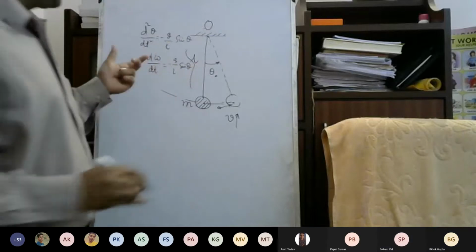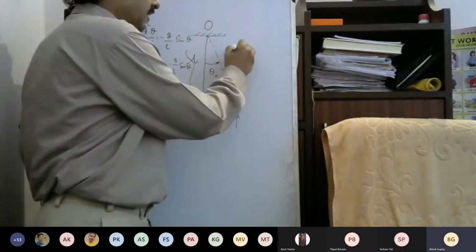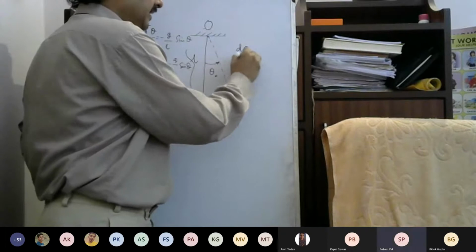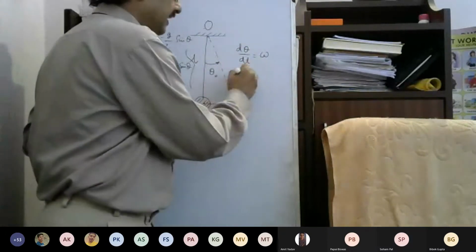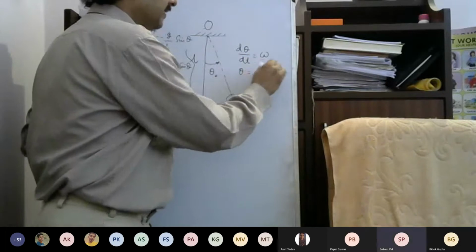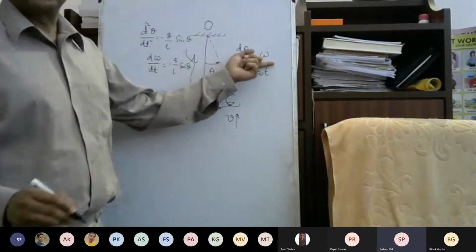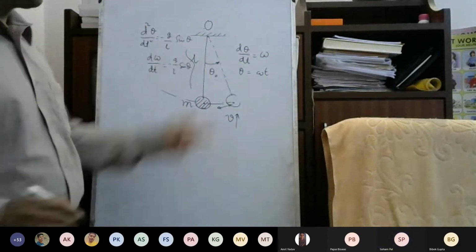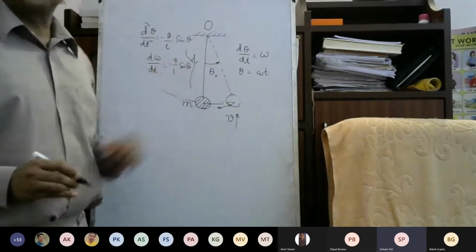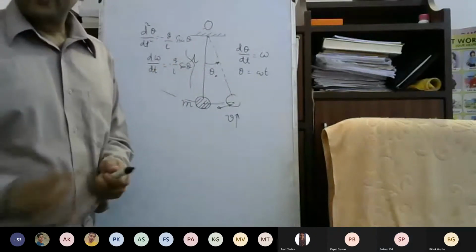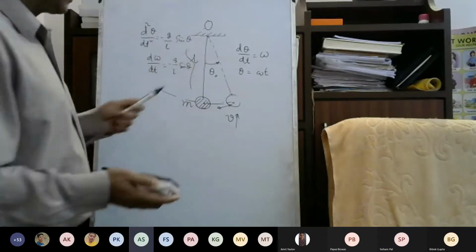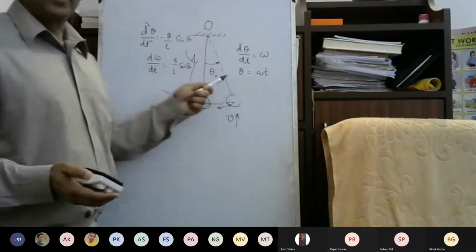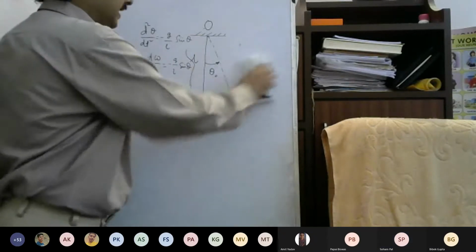Please understand, when you say something, be careful. d theta dt equal to omega does not mean that theta equals omega t. This happens when omega is constant, but angular velocity may not be constant, and in fact, here it is not constant. So be careful in this kind of operations. Don't assume anything arbitrarily. Theta cannot be equal to omega t.